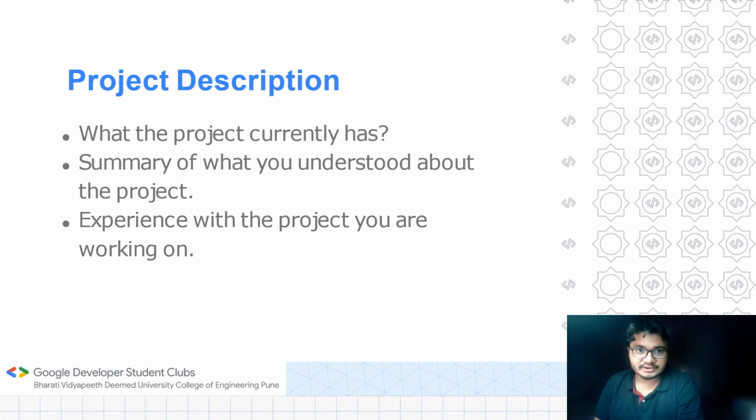Next would be the project description. So this section will contain the summary of your current project, what you understood about your project, and the experience with the project you have. You can also mention in short what new features can be added and how it will be helpful for the community.